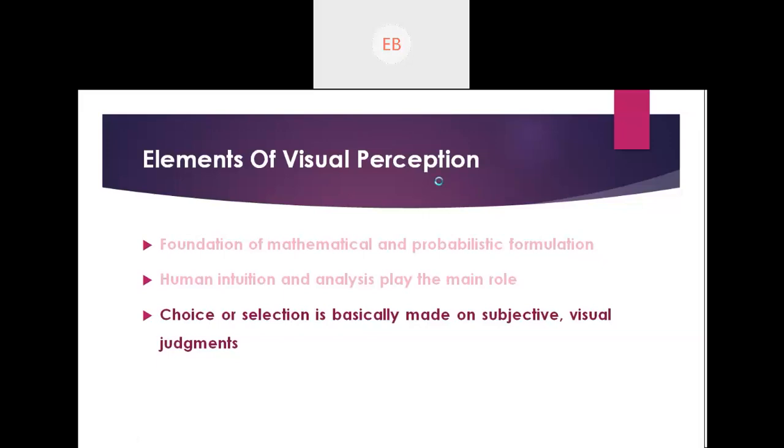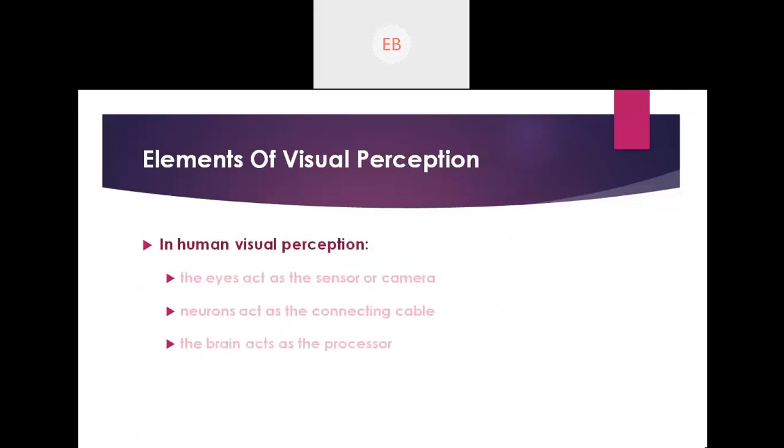So what happens in human visual perception? We have three main basic concepts. First is the eye. The eye acts as the sensor or the camera. Okay, so it is our eyes from where we perceive the information, and it goes directly to the brain. Okay, so always remember that.